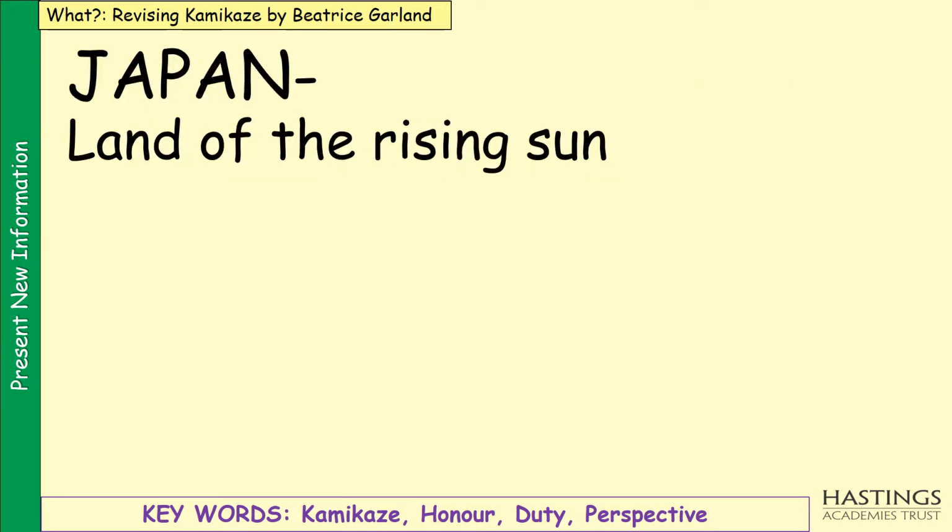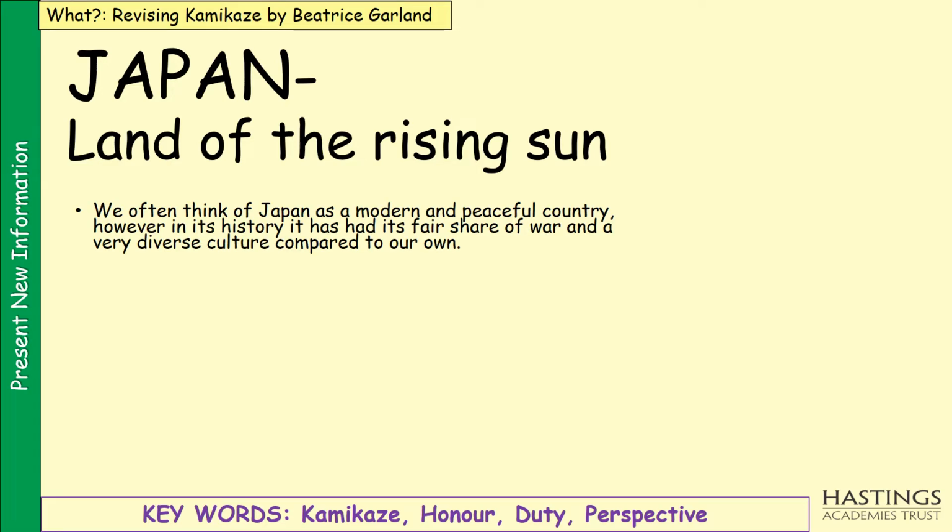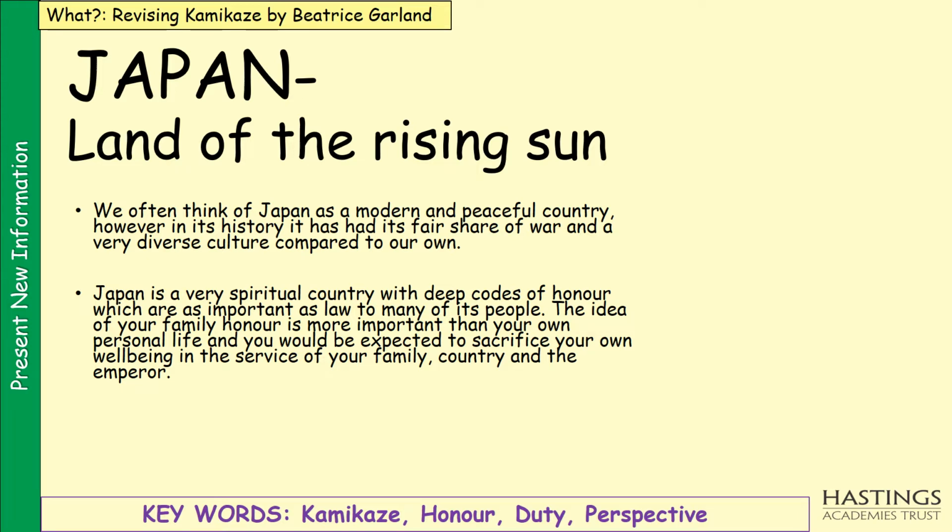Okay, so let's move on to the next slide and we'll have a think about those two questions. So Japan is known as the land of the rising sun, quite famously. When we think of Japan, you might think of modern Japan as quite a peaceful country. However, in its history, it's had its fair share of war and a very diverse culture compared to our own. So it's a very famous military country. Japan is a very spiritual country with deep codes of honour, and these are just as important as law to many of its people. The idea of your family honour is more important than your own personal life, and you'd be expected to sacrifice your own well-being in the service of your family, country and the emperor.